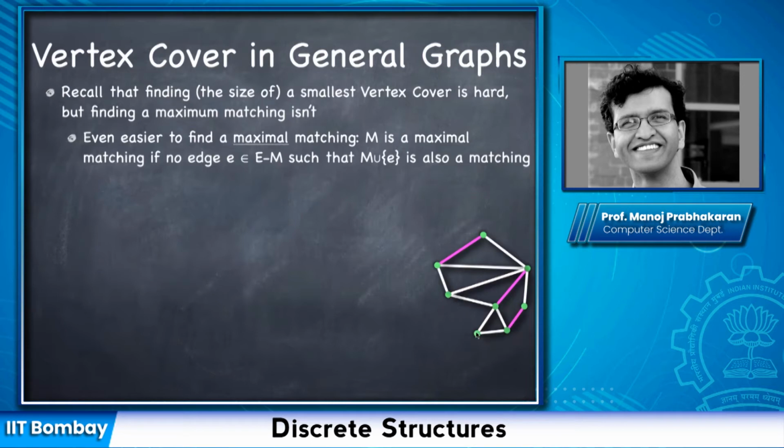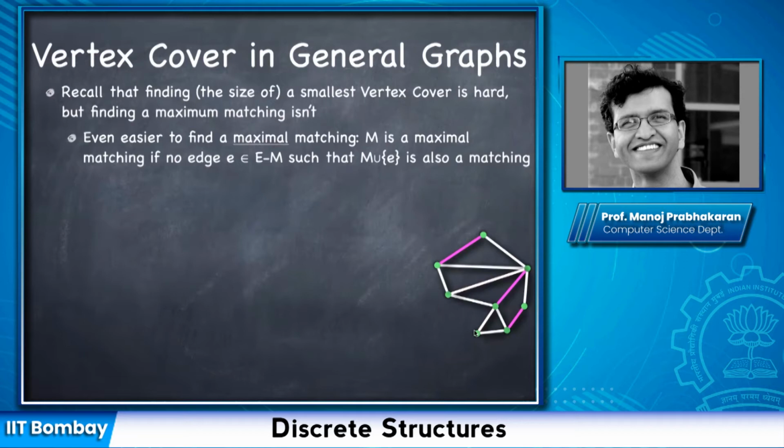But you cannot add any more edges to it. There are several edges out here. You try adding any of them, say you try to add this edge here, you cannot add it without conflicting with this other edge already in the matching, right? So it's a maximal matching. In this example, you can easily see that because the only edge you could have added is the one here, and there is no edge there. So it's a maximal matching, and it could be strictly smaller than a maximum matching.